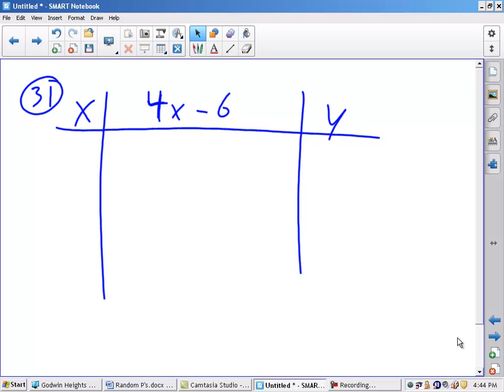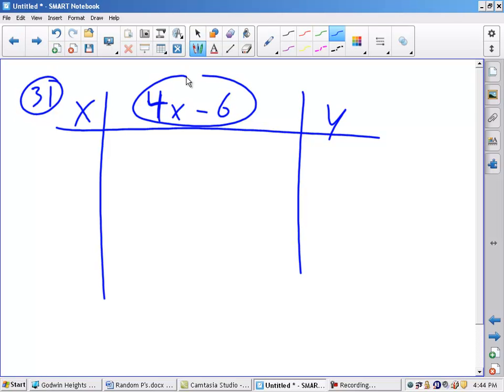Last question, number 31. It says find the range of f of x equals 4x minus 6 for the domain negative 1, 3, 7, and 9. Well, f of x is 4x minus 6 right here. And the domain values, those are the x values I'm going to choose for x: negative 1, 3, 7, and 9. They give them to us. And we have to find the range values. You're finding the y values. All you're doing is plugging stuff in.